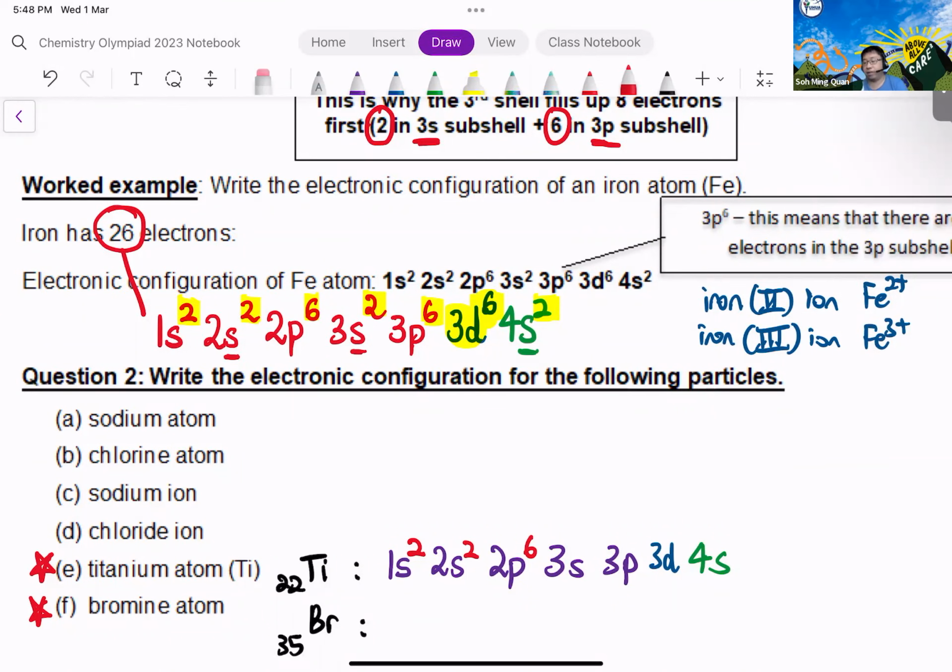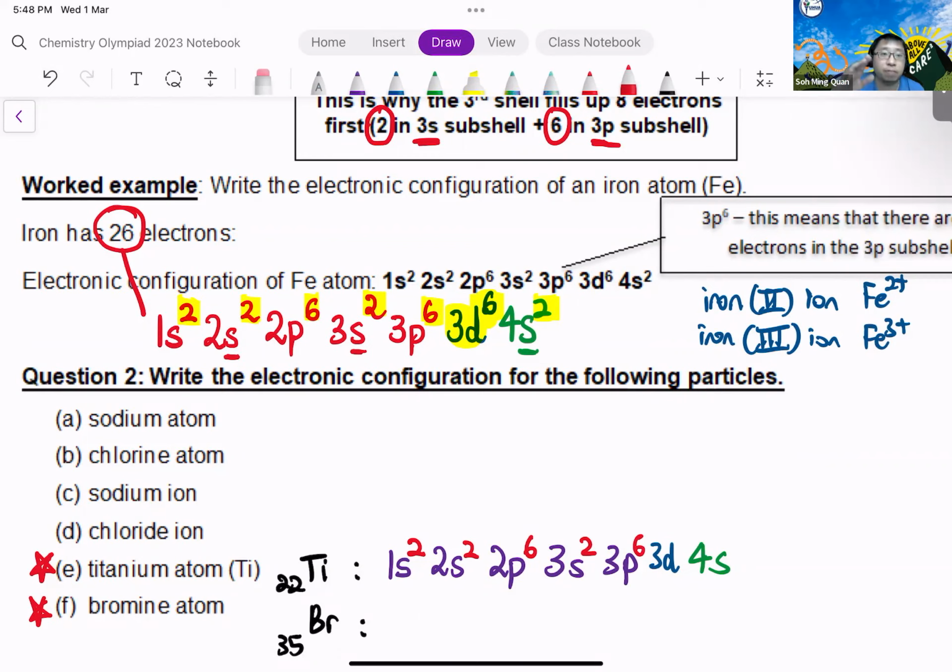After 2p, what's next? Then you read. After 2p is 3s. S, again 2. 3s2. Then after 3s, what's next? 3p. 3p holds 6.